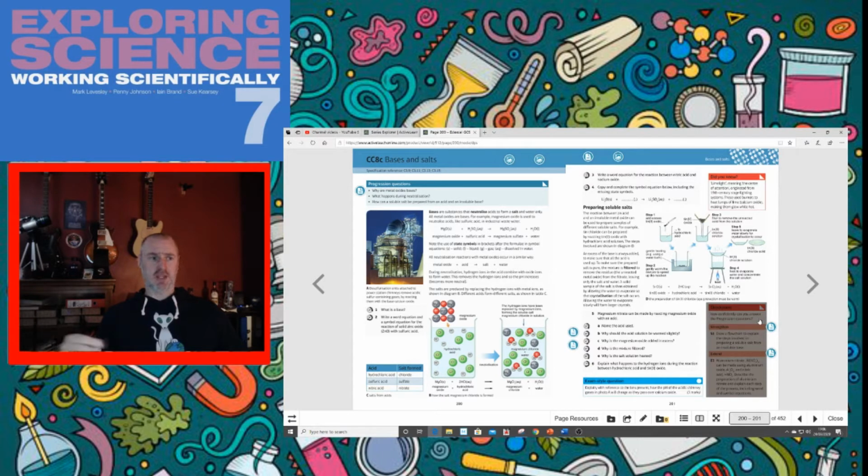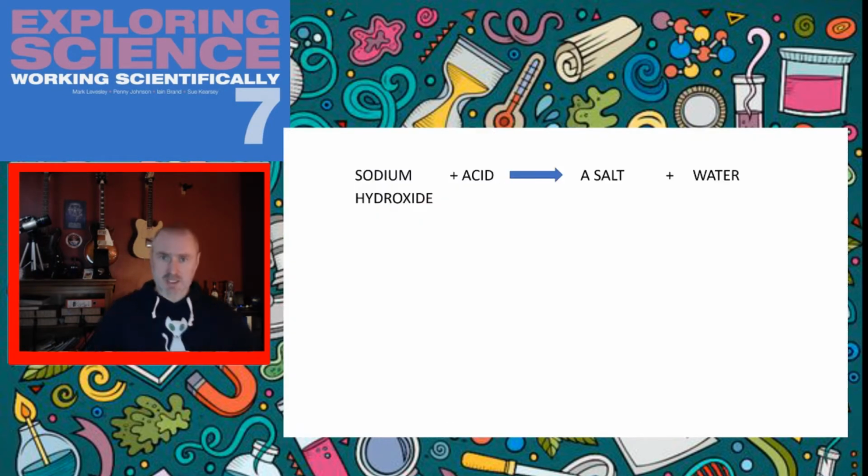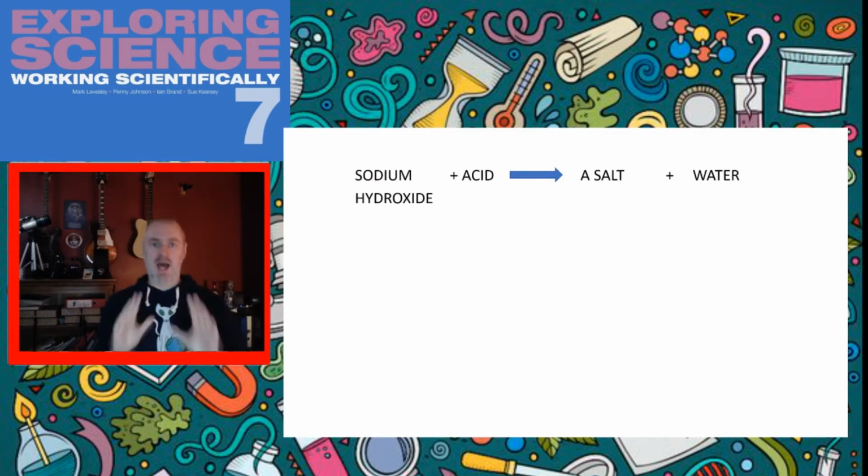So you might be thinking, well, fair enough, neutralization is when an acid and an alkali, or an acid and a base come together and we produce something neutral. But we've got to go a lot further than that. Here we go. So let's start with our typical alkali neutralization.